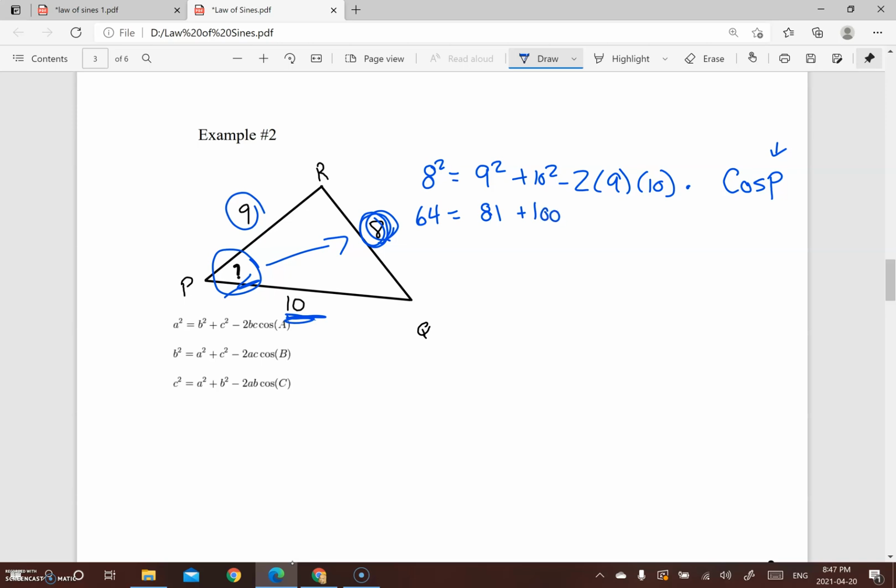So 10 squared is 100, subtract 2 times 9, which is 18, times 10 is 180 cos p. All right, going to continue simplifying. I'm going to add 81 plus 100, which is 181, subtract 180 times cos p. Now, a lot of people want to do this, and it would be wrong. They always want to subtract 181 from 180. But 180 is multiplying cos p. They're stuck together. 181 is just being added on.